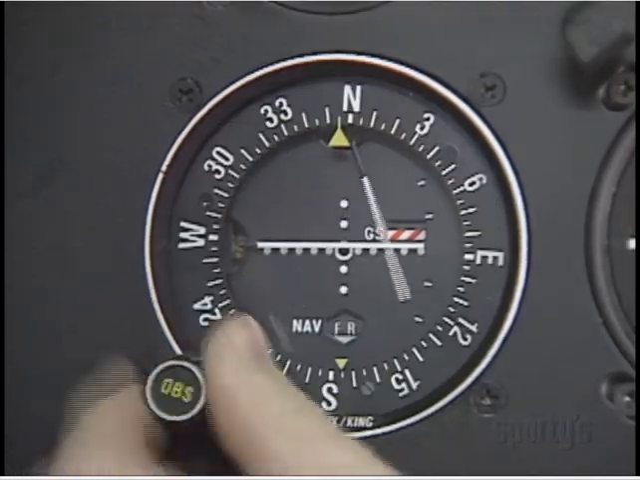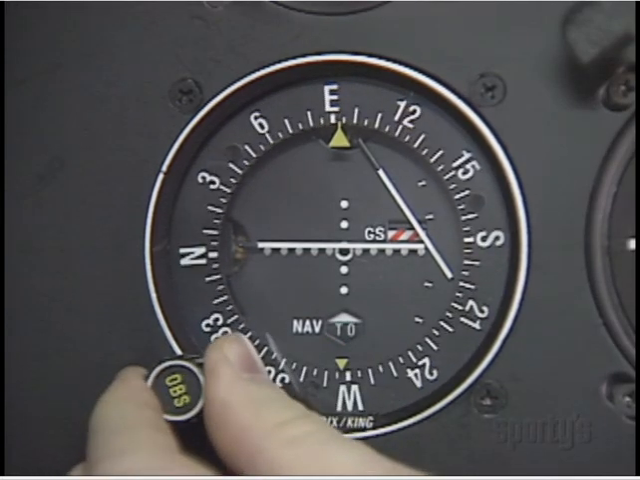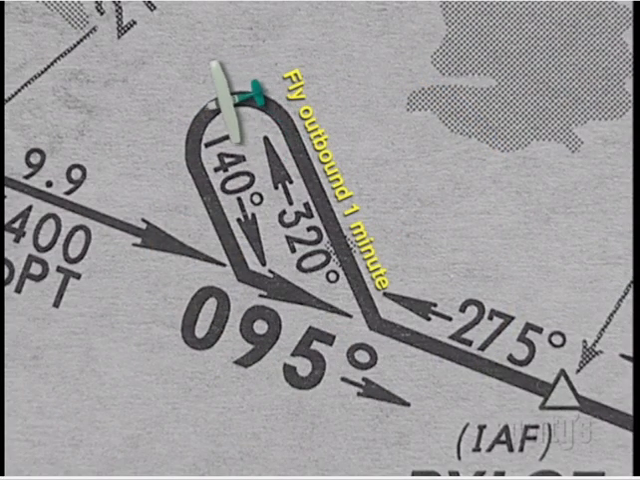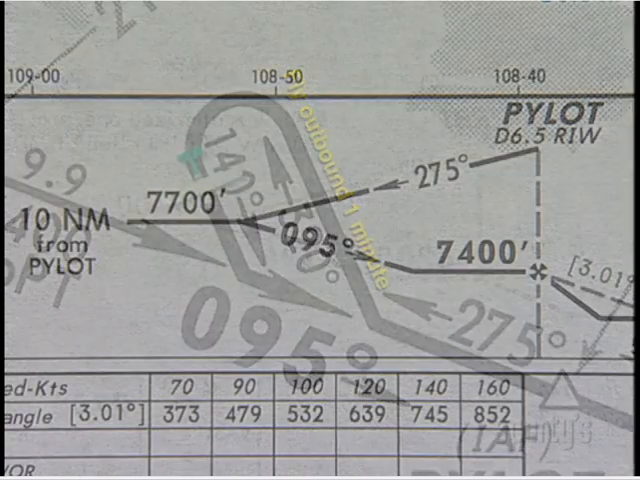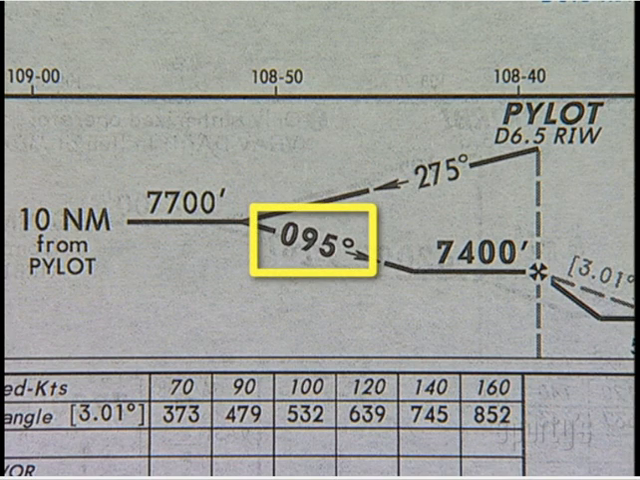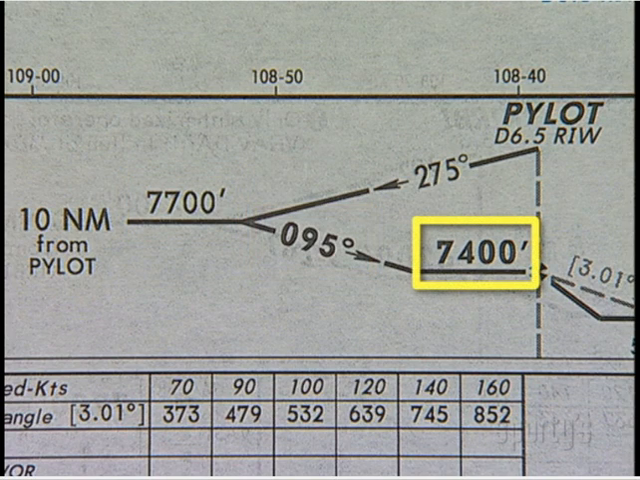Twist the OBS to the 95-degree inbound course. After 1 minute, make a left turn to 140 degrees to intercept the 95-degree inbound course. The minimum altitude until the procedure turn is completed is 7,700 feet. After you are established inbound on the approach course, you may descend to 7,400 feet.